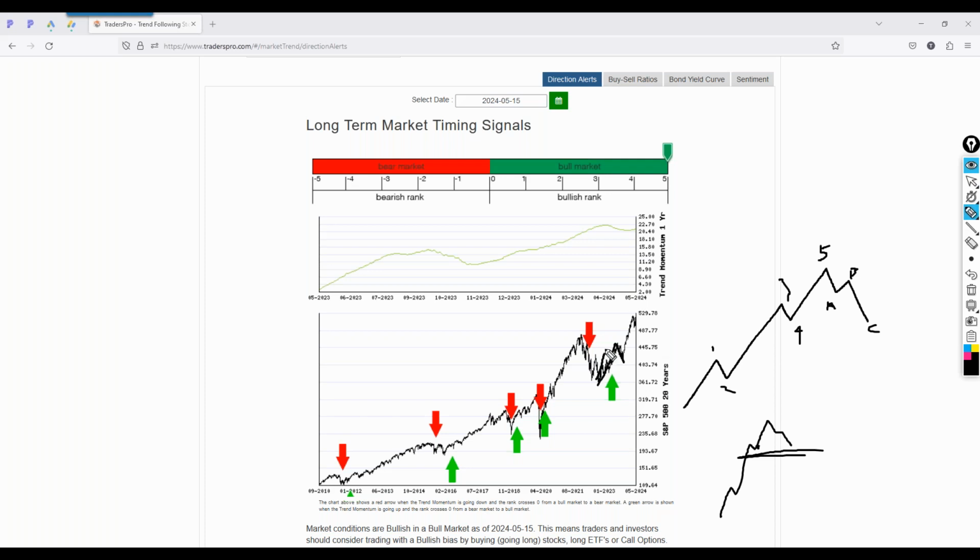Well, the S&P 500 right here has got 1, 2, and this 3, and it could be working on or just completing a wave 4. Wave 4s can oftentimes be a flat pattern. A flat pattern would look like this.